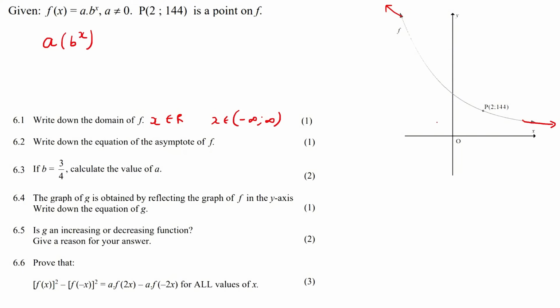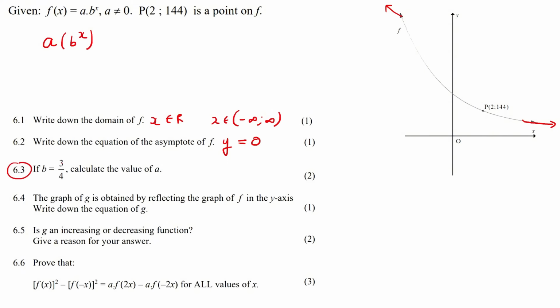Write down the equation of the asymptote. The asymptote, we would normally have seen it over here. If you don't see it, it means that it's on the x-axis itself. So the equation of that line is y equals 0, because everywhere on the x-axis, y is 0.